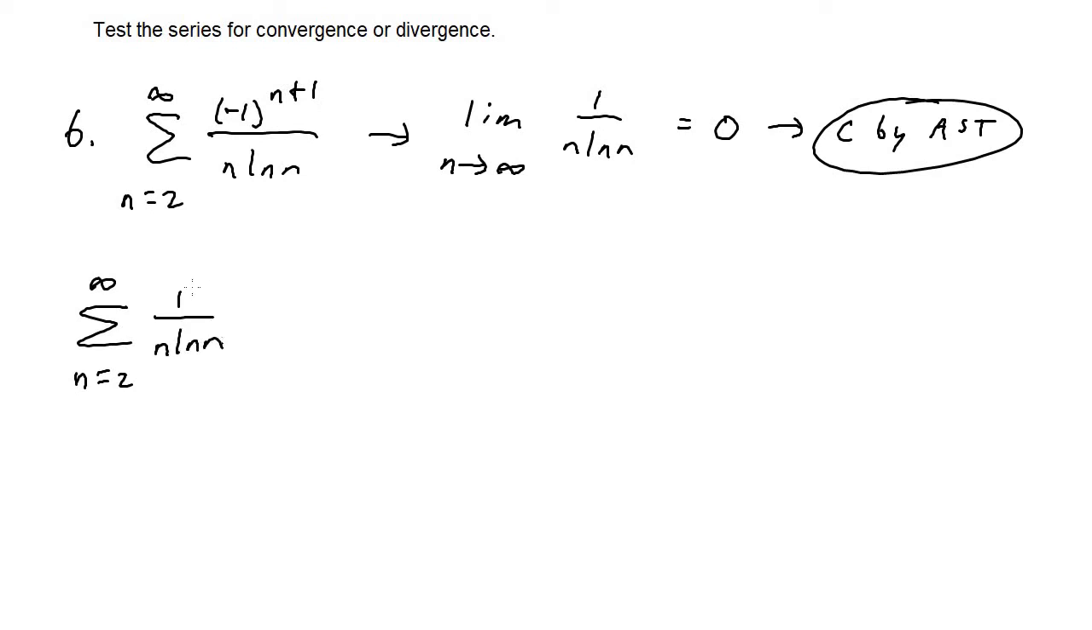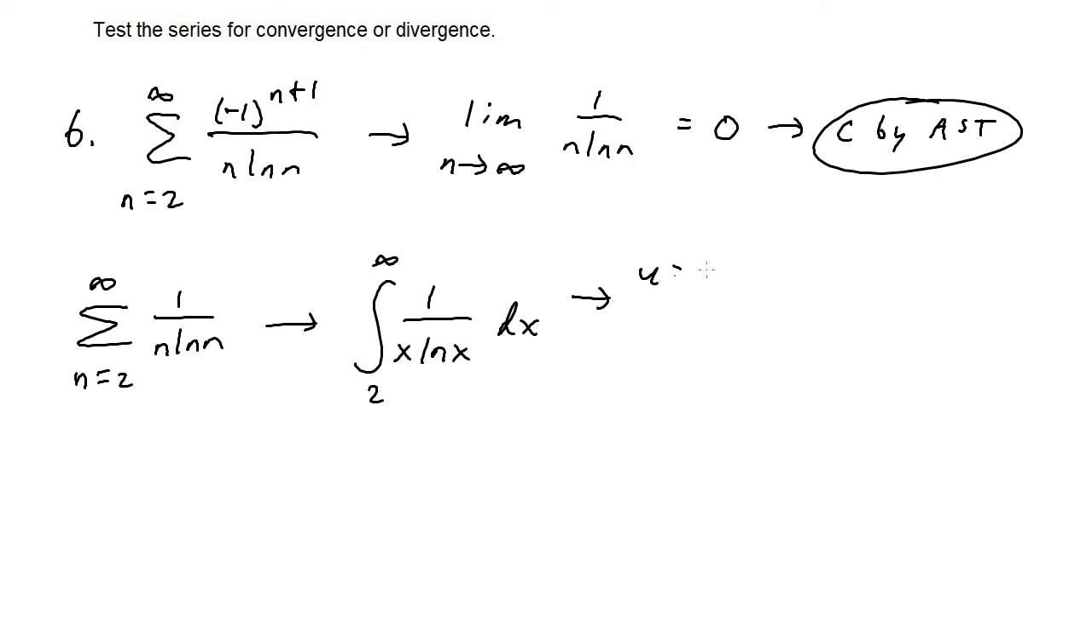Now in this case, this is a decreasing, continuous, and positive function if we graph it as 1 over x times the natural log of x, so we can use the integral test. So if I take the integral of 1 over x ln x, I'll change the variable from n to x, from 2 to infinity, times dx.